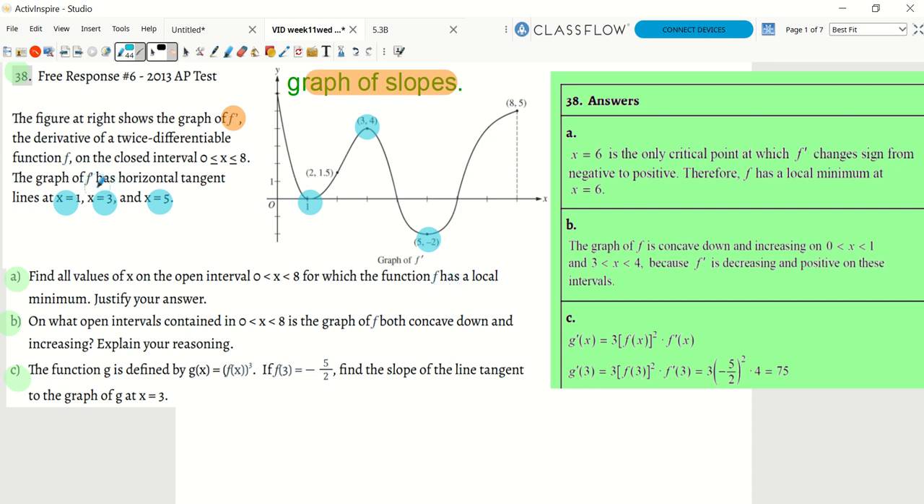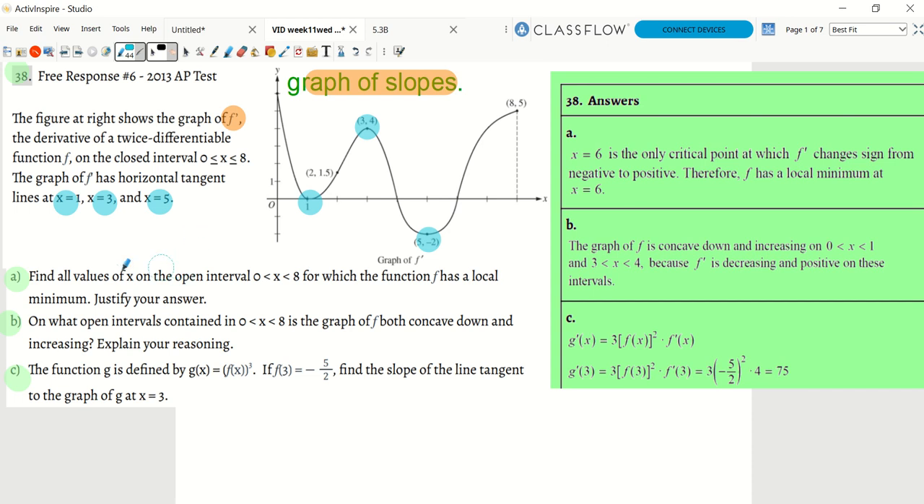Remember, f prime has horizontal tangents. Now, when f of x, with no prime, has a horizontal tangent, that's what we're used to thinking. Now we're seeing horizontal tangents for f prime. So we're just going to take note of that and put that in our back pocket.